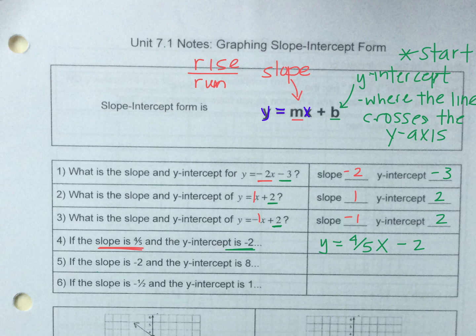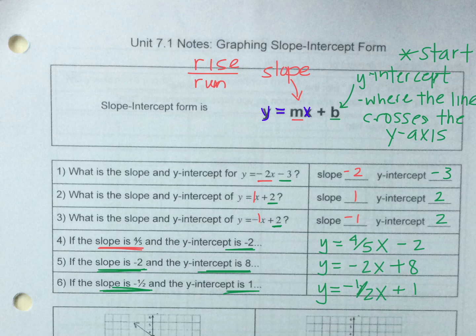So let's do this next one. My slope is negative 2. My y-intercept is 8. Y equals negative 2x plus 8. Our last one, slope is negative 1/2. Y equals negative 1/2 x. Y-intercept is 1, plus 1. There you go. So that's how we write those when we just have information on a page.